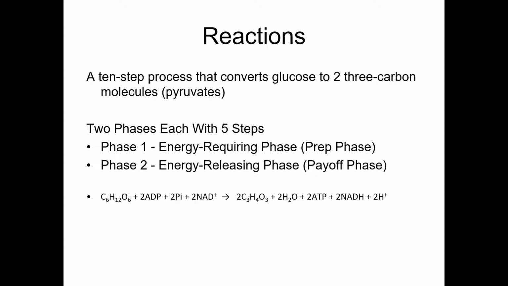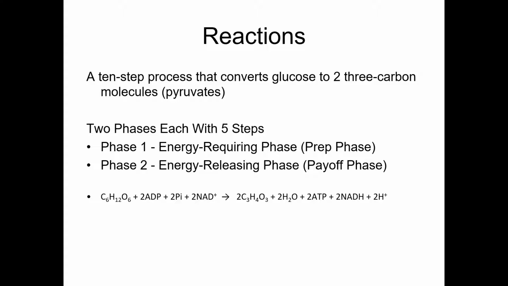Okay, so the reaction is actually a 10-step process that converts glucose to two 3-carbon molecules, which are called pyruvate. There's two phases, and each phase has 5 steps involved with it. The first phase is called the energy requiring phase, also called the prep phase. Then from there, we go into phase two, which is the energy releasing phase. It's called the payoff phase and the breakdown.